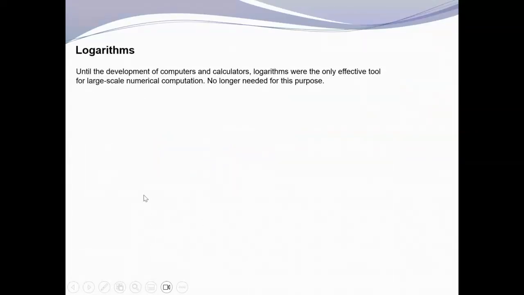Okay, now comes the logarithms. Until the development of computers and calculators, logarithms were the only effective tool for large-scale numerical computation, but no longer needed for this purpose. Why? Because we have calculators, we have computers, we have so much technology that we don't use this anymore. But let me show you how it was used.